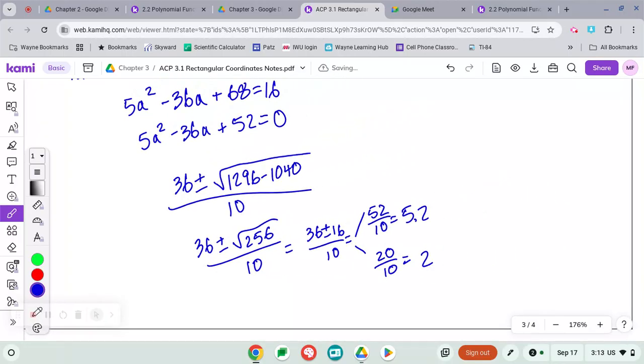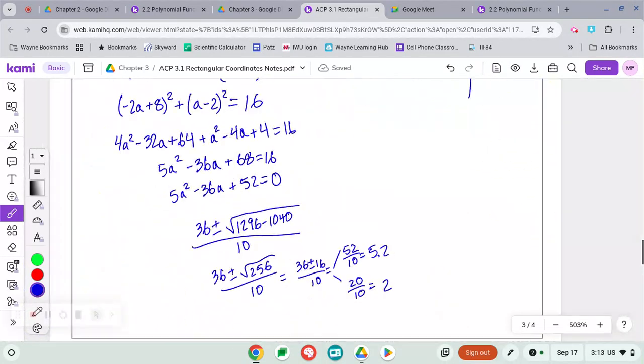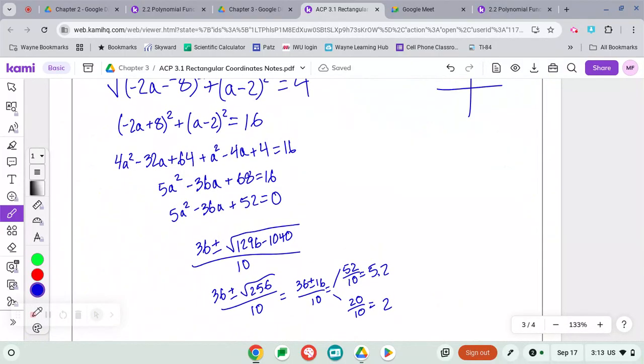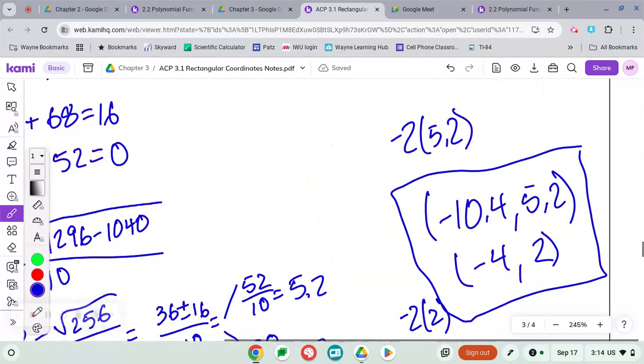Now, what are the points? It wants us to plug that in. Our original situation, negative 2a and a. We solve for the two values a could be. So negative 2 times 5.2. That point is going to come out to negative 10.4, 5.2. Is that in quadrant 2? Left and up, so yes. The second one, negative 2 times 2. That's going to come out to negative 4, 2. Once again, yes. And these are my two possible answers that both will have a distance from point negative 8, 2 of 4.